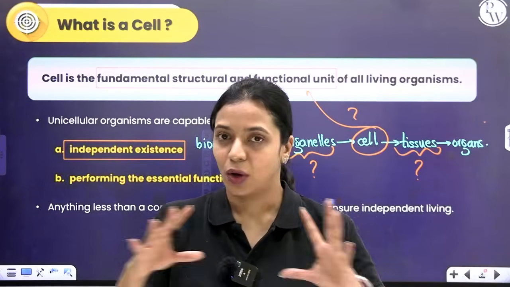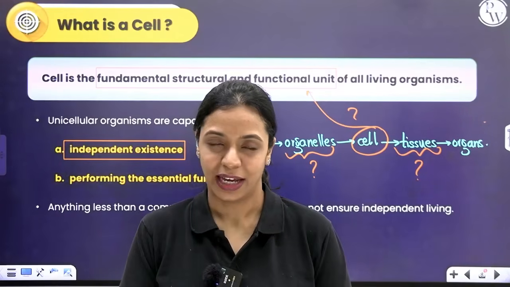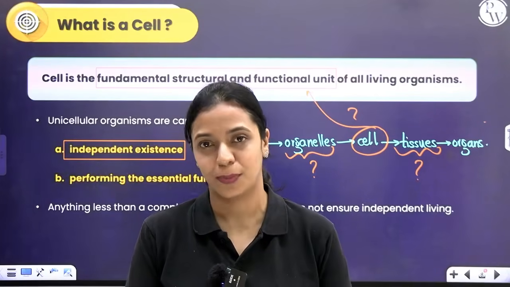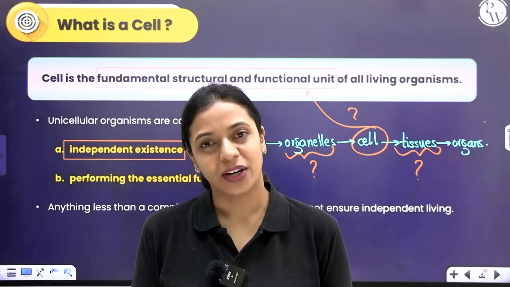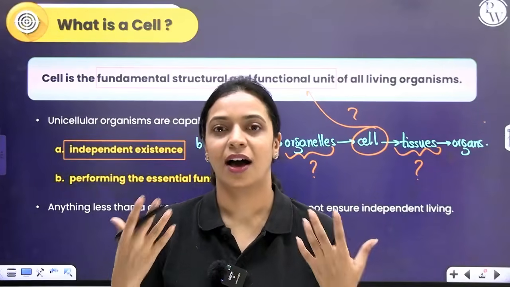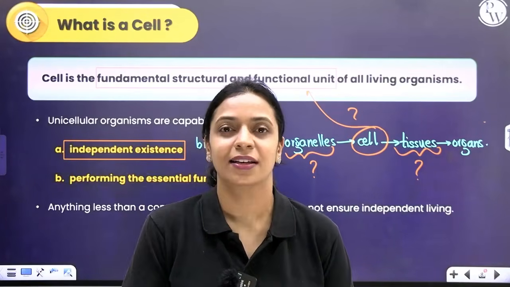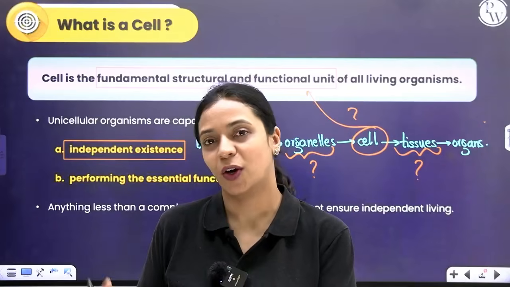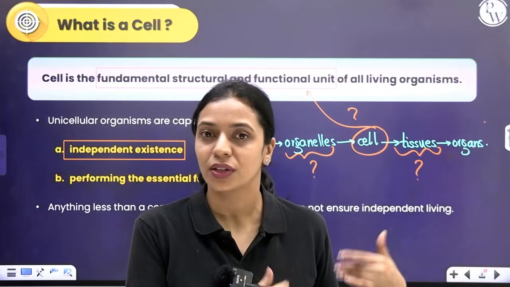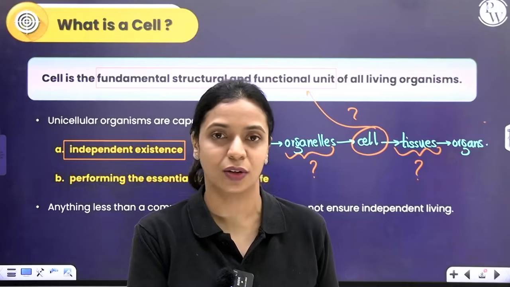You know, living organisms are of many different types. One way of classifying living organisms is based on how many cells are present in their body. Some organisms are made up of just one cell. Many organisms like us are made up of many cells. If they are made up of one cell, we call it unicellular organisms. If an organism is composed of more than one cell, then we call it multicellular organisms.